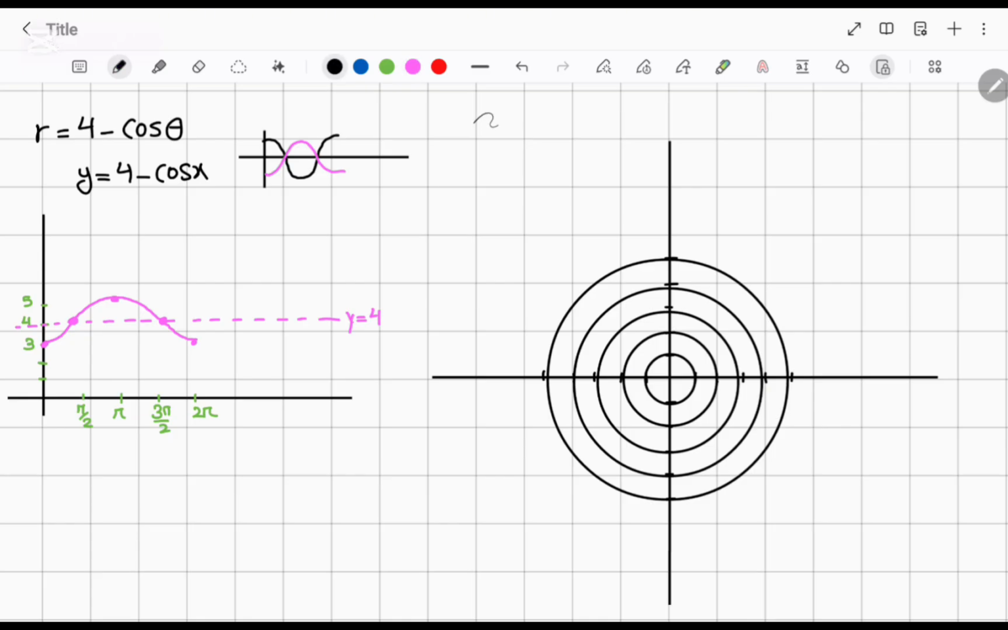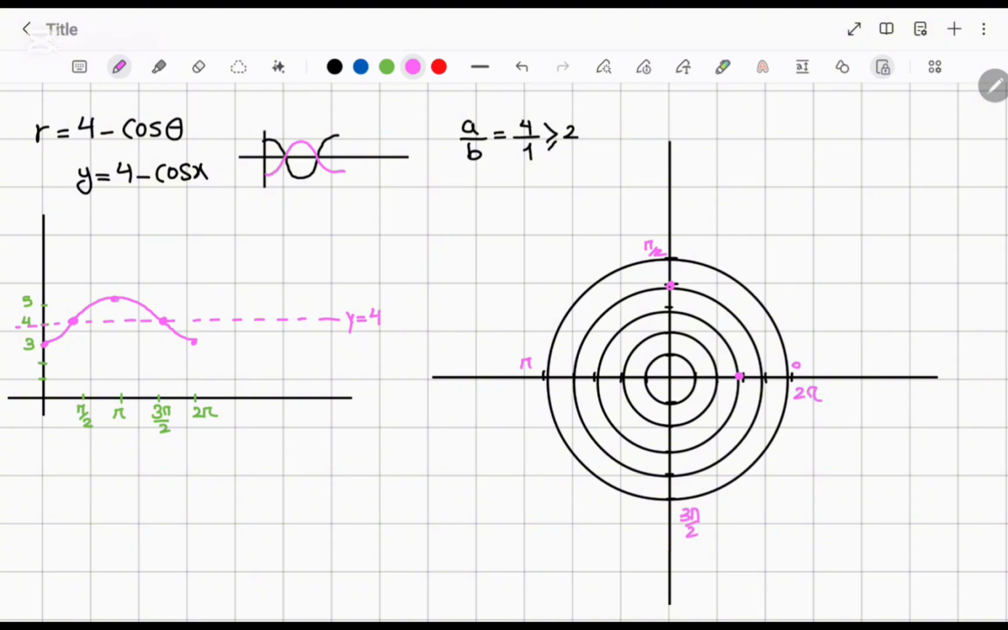After we graph this, the next part is going to be really easy. First things first, let's find the ratio of A over B, which in this example is going to be 4 over 1, which is a number greater than 2, so we're going to have a convex shape. On 0, we are at 3. So when x is 0, y is 3, so we're going to be at 1, 2, 3. On pi over 2, we're at 4. So on pi over 2, 1, 2, 3, 4.